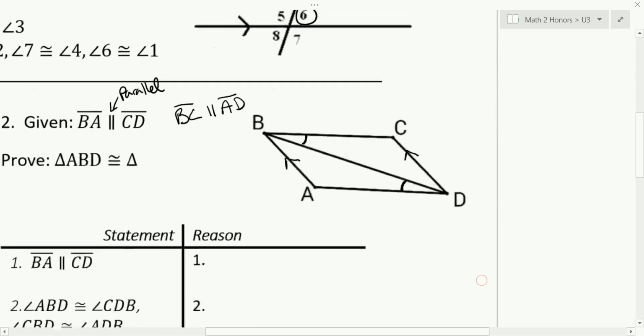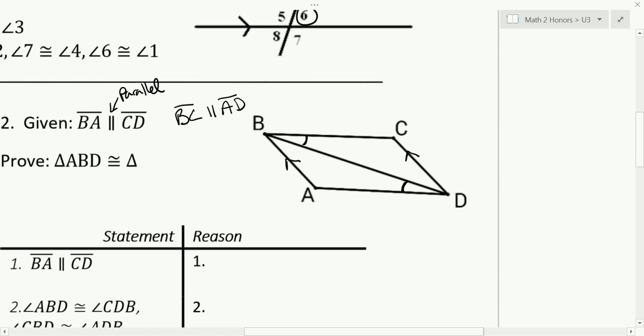Can I say that those two are alternate interior because the left side is parallel to the right side? No, because remember, your angle has to touch the parallel side. And neither of these angles are touching the left side, and neither of these angles are touching the right side. But because of the second statement that the top is parallel to the bottom, then yes, we can say they're alternate interior, because now those two angles are touching a parallel side, and they're both touching the same, in this case a diagonal, but it'd be a transversal. And so yes, those are alternate interior, and we can say they're congruent.